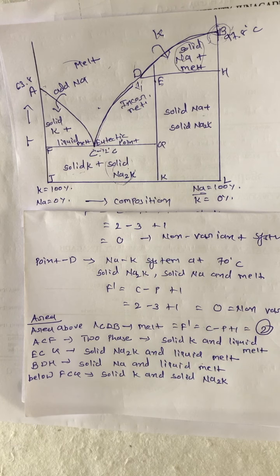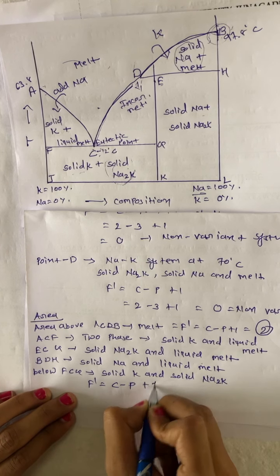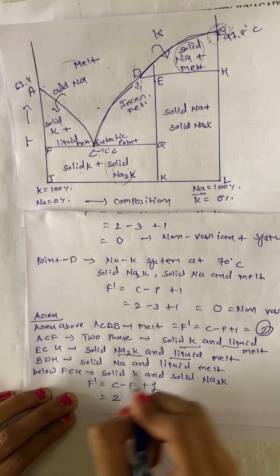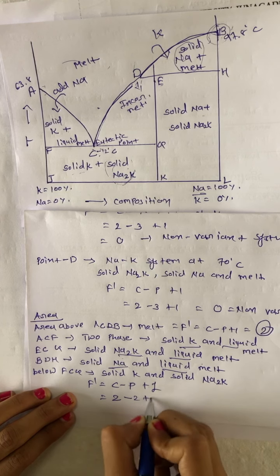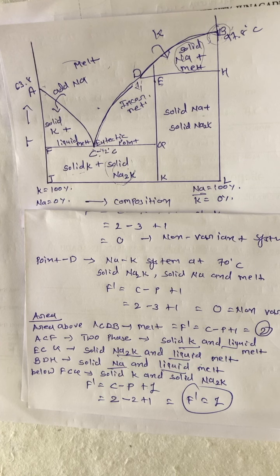But for all these areas, what is the degree of freedom? For all areas, F dash is equal to C minus P plus 1. Here it is a two component system, and for all areas two phases are available, so 2 minus 2 plus 1, F dash is equal to 1. So the area is a univariant system, right? So that is all about the Na-K system, and here your chapter number 7, phase equilibrium, is complete, right?